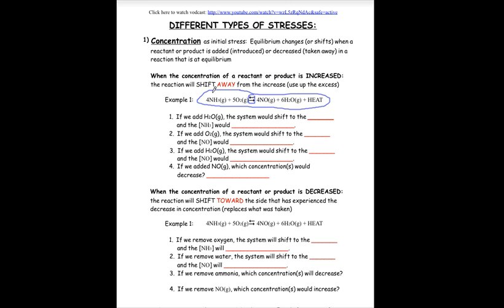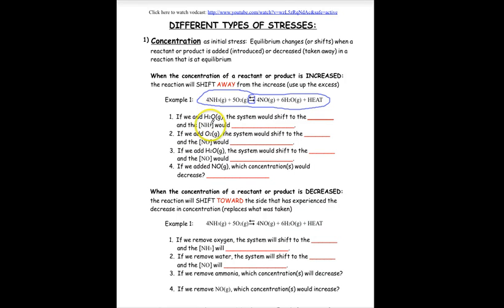Now, removing is different, right? It's the exact opposite. If I remove from one side, so for example, if I remove NH3 from this reaction, or oxygen, the reaction is going to want to replace what I just took out, so it's going to shift in the same direction. So remember, remove same. Whatever side you remove from, it shifts to the same side, and whatever side it shifts to goes up in concentration. Whatever side it shifts away from goes down in concentration.